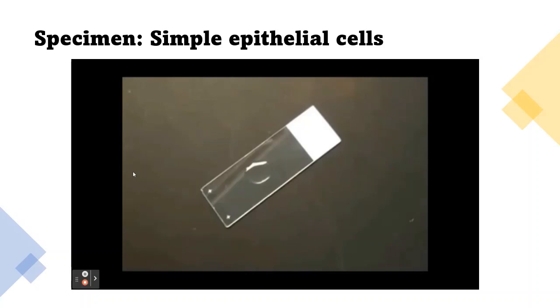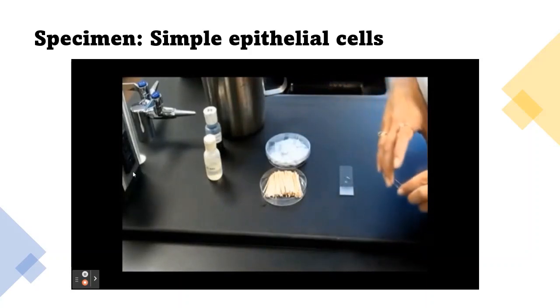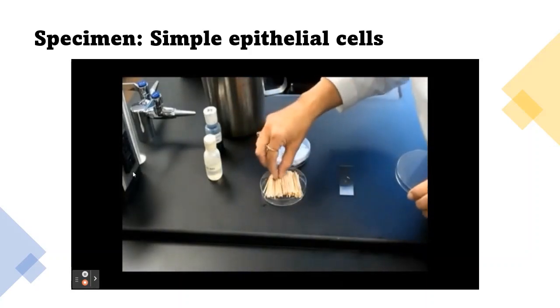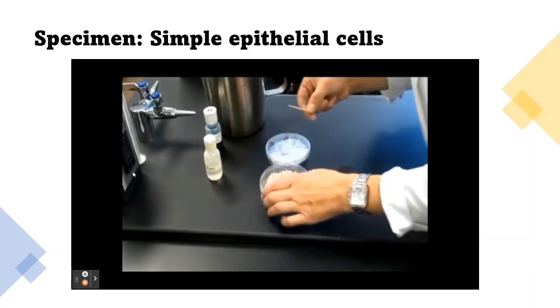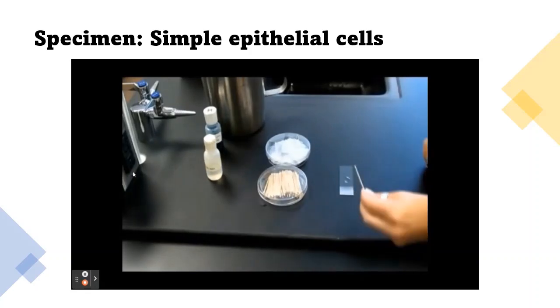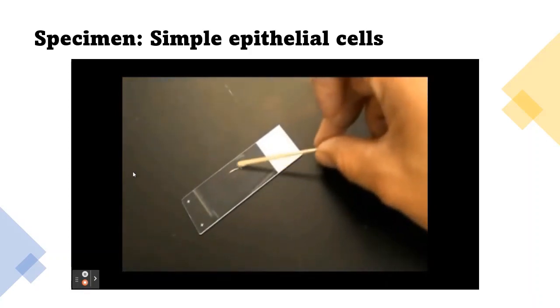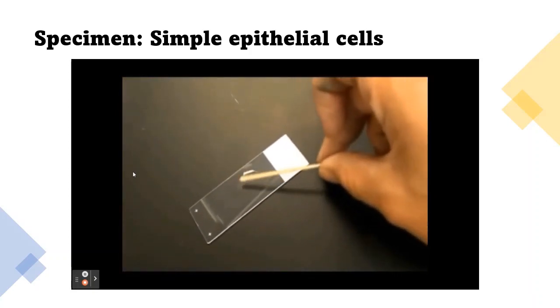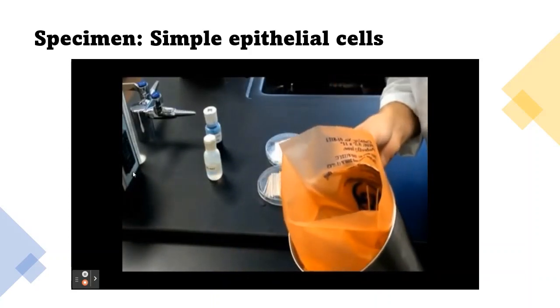Specimen: simple epithelial cell. Put a drop of water on a clean slide. Gently, using the toothpick, scrape the inside of the cheek and put it on the drop of water on the slide. We cannot see any of the sample here because it's very thin. Throw the toothpick in the biohazard.